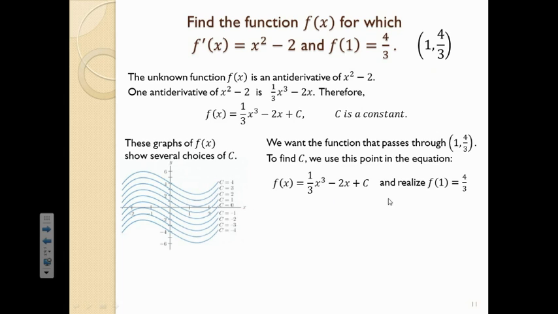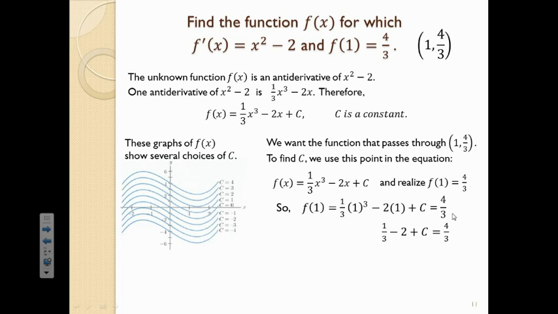Well, there's a more exact way to do that, and that is if we know that our antiderivative is this, and we realize that an f of 1 equals 4/3, we can calculate what c is. If we take our function and do an f of 1, it will equal 4/3. So let's do an f of 1. It's going to be 1/3 x cubed, x is 1, so it's 1 cubed, minus 2 times 1, plus c. And we know that this is going to equal 4/3 because an f of 1 equals 4/3.